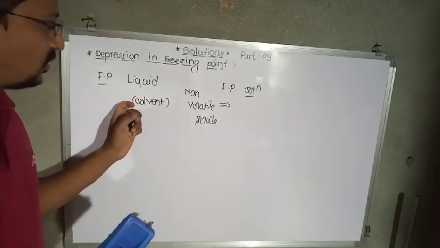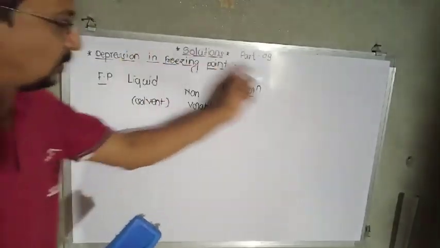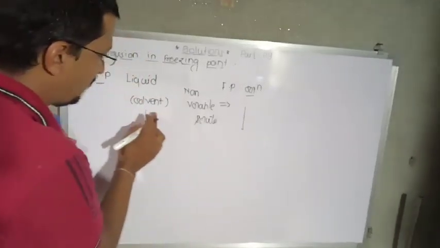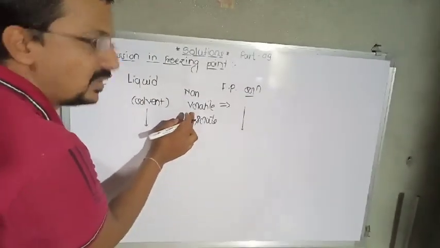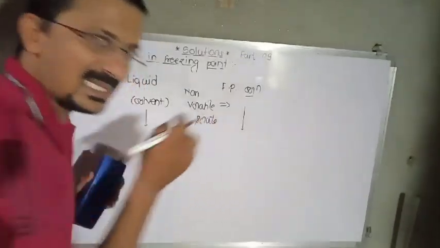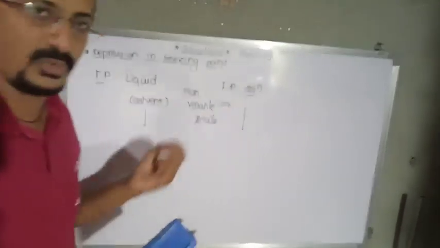So which one has, and if we want to freeze both simultaneously, that is, the liquid, the pure solvent we are going to freeze, and suppose the solution prepared from that solvent by adding non-volatile solute, if we want to freeze that solution also, then which one freezes first? Either solvent, that is liquid, or a solution.